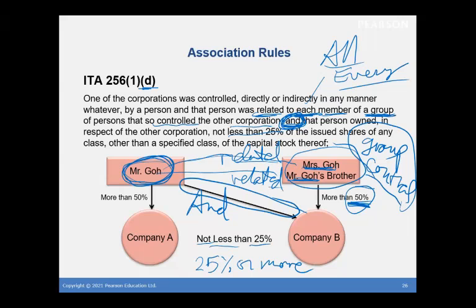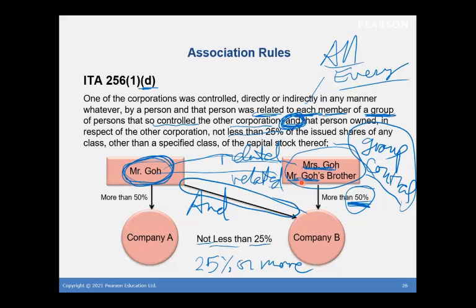Okay, so in your scenario, we still have Mr. Go, we have Mrs. Go, but instead of Mr. Go's brother, let's just say some friend, a family friend or something. In that case, the companies would not be associated, all other things being the same.